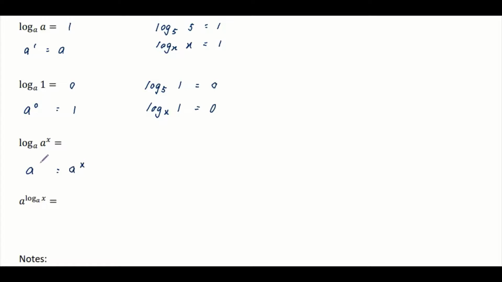So a to the power of what will give me a^x? So I must have an x here, correct? So that's why my answer here is x. Okay, so a to the power of x gives me a^x. So that's the idea. So that's why if you have anything like log base 5 of 5^x, they'll give you the answer of x.